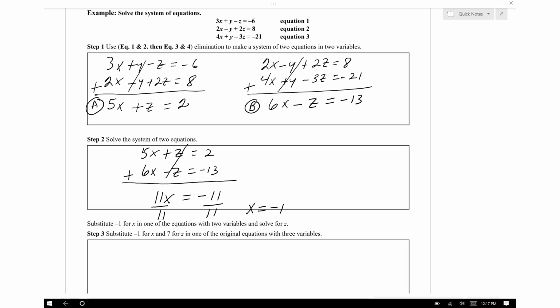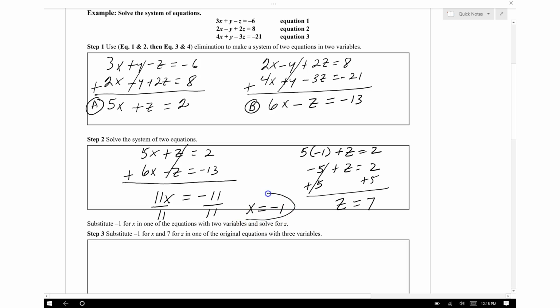So now I'm going to substitute negative 1 into one of the equations. So we have 5 times negative 1 plus z equals 2. So we have negative 5 plus z equals 2. So we add 5 to both sides. That cancels, so we have z is equal to 7. So we have x equal negative 1. And we have z equals 7.